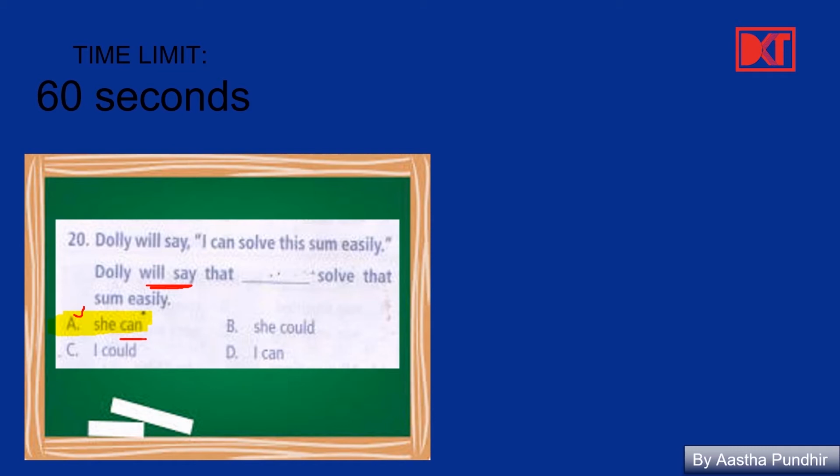Here the other ones, B, she could. Here the tense is incorrect. C, I could. The pronoun is incorrect. The verb is also incorrect. D, I, the pronoun is incorrect. All right, let's move on.